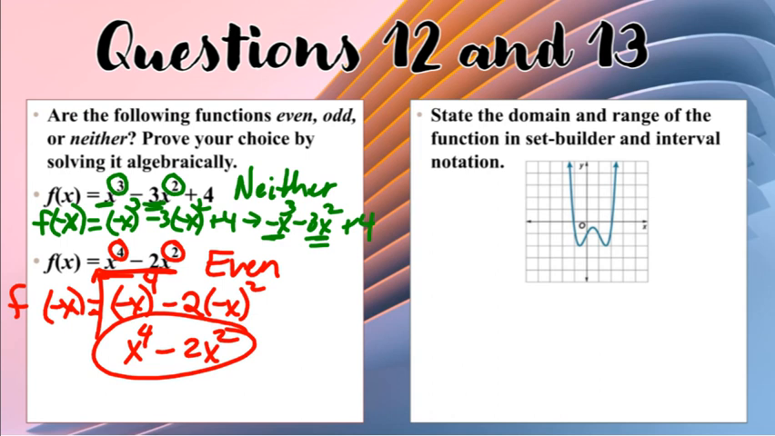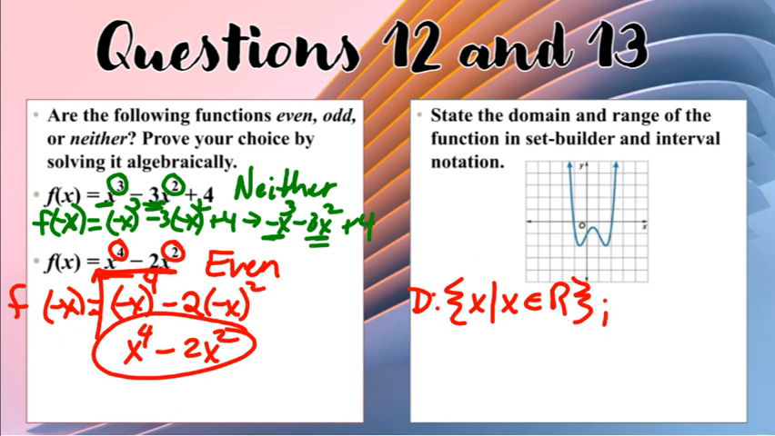Question 13. State the domain and range of the function in set builder and interval notation. So we'll do set builder first. So the domain in set builder, remember, has braces here, and we would say x such that x, and you can see on the x-axis, the sides keep going out this direction. That means it's going to continue on to infinity in both directions. So x would be an element of the real numbers.